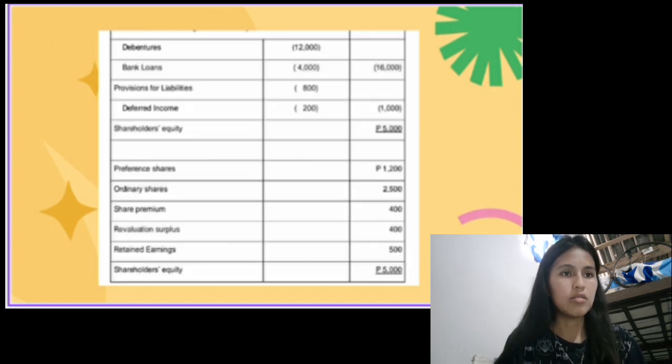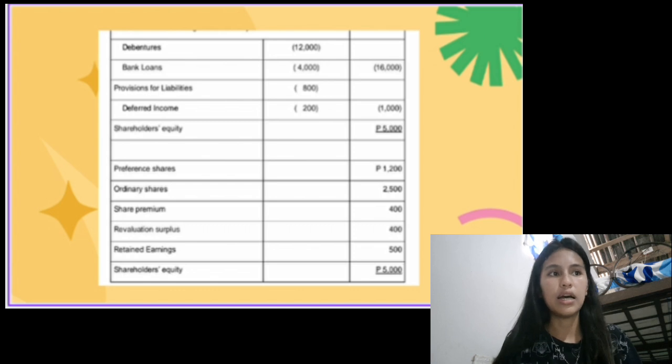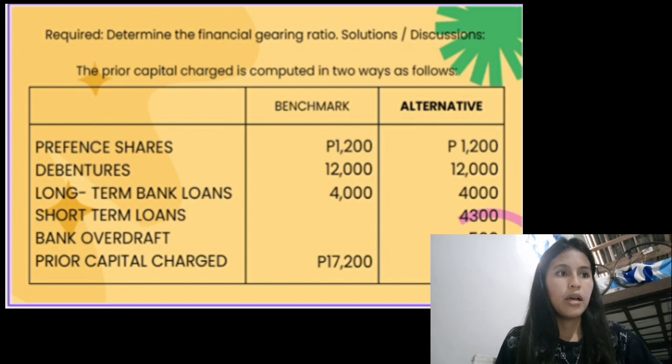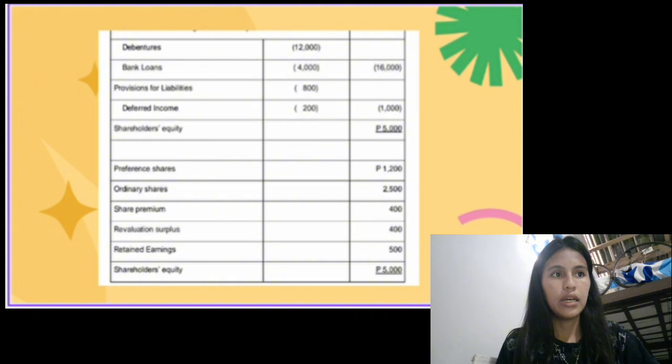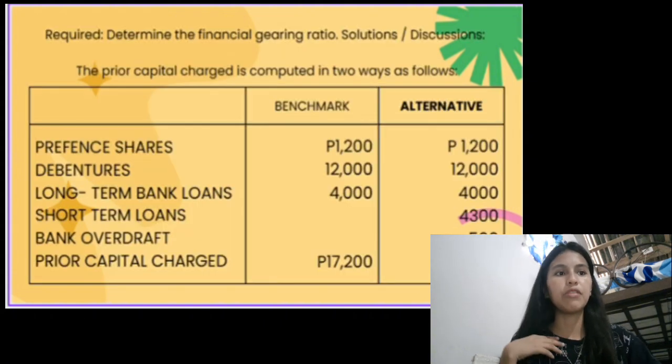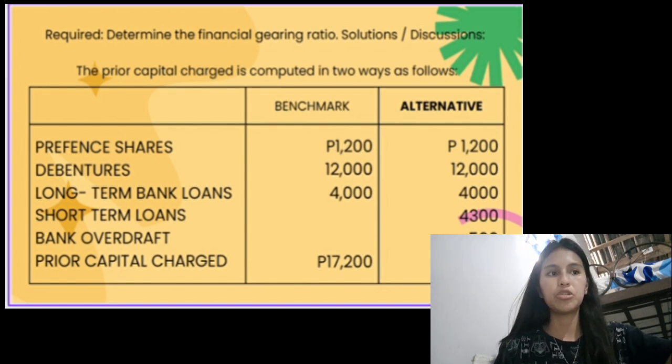Then, alternative 12,000. Long-term bank loans natin na 4,000. Alternative 4,000. Nakuha lang rin siya dito, 4,000. Ito yung bank loans natin. Short-term loans na 4,300. Ilalagay lang natin siya sa alternative natin. Then, bank overdraft natin na 500. Then, prior capital charge natin, ang sagot natin sa benchmark, once na pinag-plus natin yung 1-2 plus 12,000 plus 4,000 is 17,200. Then, sa alternative naman natin is 1-2 plus 12,000 plus 4,000 plus 4,300 plus 500 is 22,000.